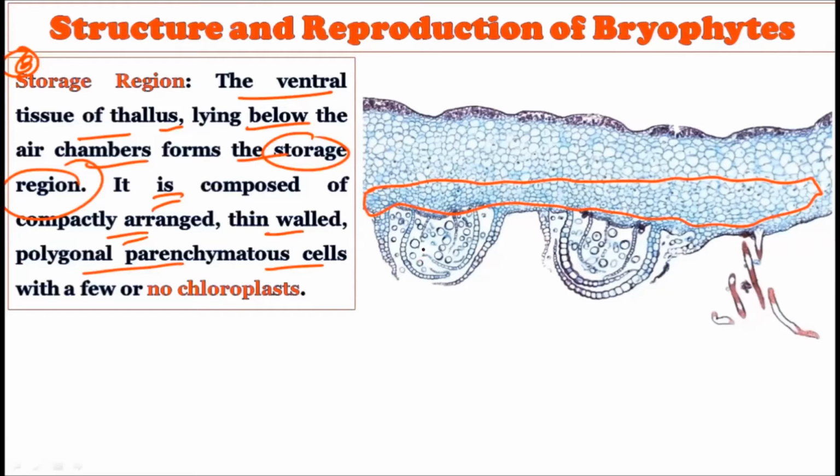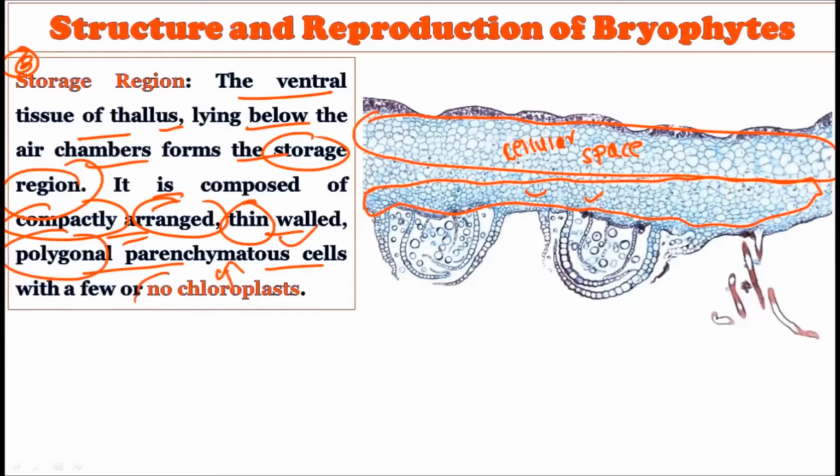See how you can explain the storage region. If you want to explain the storage region, the first thing you have to mention is that they are compactly arranged, very compact cells are there. You can clearly observe the difference between the photosynthetic region and the storage region. In the photosynthetic region, you will find more intercellular spaces. Okay, but when you see the storage region, you will not find more intercellular spaces, and the cells are very compactly arranged, and they are thin walled. Okay, they show thin wall structure, and they are polygonal in shape, and the majority of them are parenchymatous cells with few or no chloroplast.